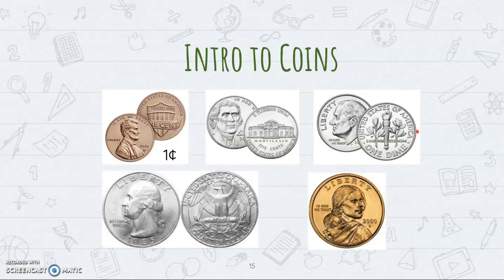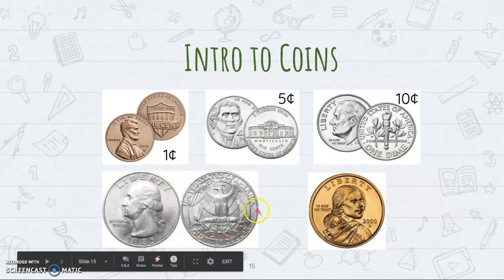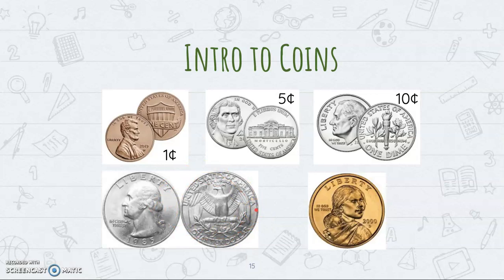So moving on, we have the nickel. The nickel has a picture of Thomas Jefferson and is worth 5 cents, or $0.05. Now let's look at the dime. It is worth 10 cents, or $0.10, and has a picture of Franklin D. Roosevelt on it. Lastly, we have the quarter, which is worth 25 cents, or $0.25. It has a picture of Washington on the front of the coin.